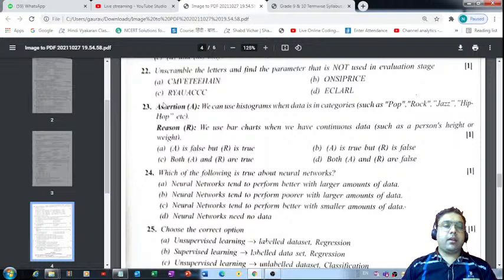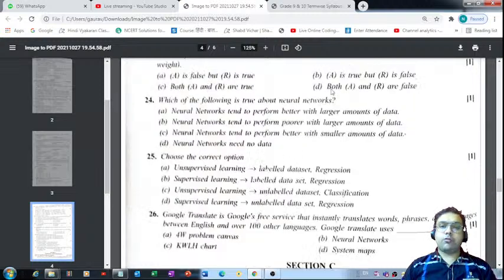Question number 23: there are an assertion and a reason given to us. The assertion is we can use histograms when data is in categories. So if you have categories like this, you can use histograms, which is not true, right? We don't use histograms if we have categories given to us. So it's not true, of course. And the reason is we use bar charts when we have continuous data such as a person's height or weight. This is also not at all true. So the correct answer of 23 is both A and R are false. So D part is the correct option.